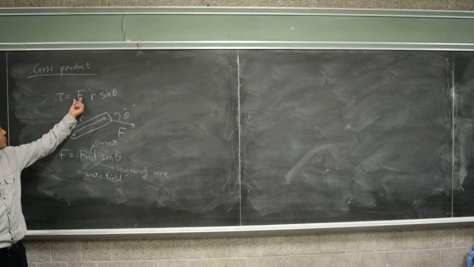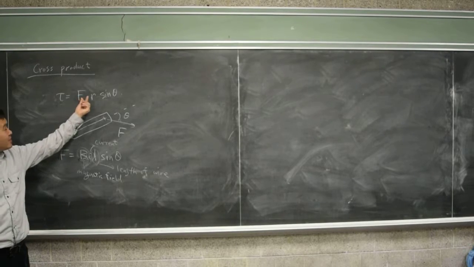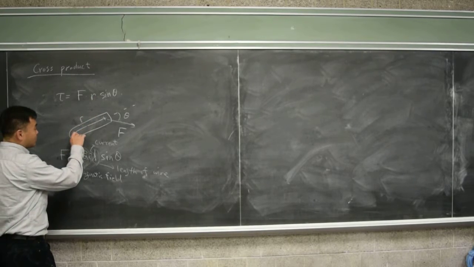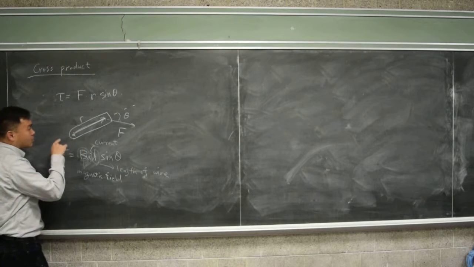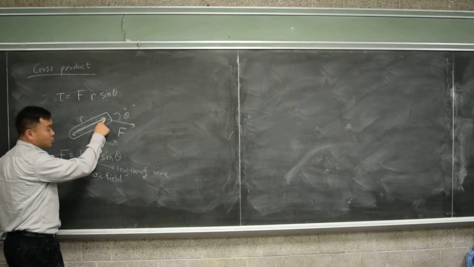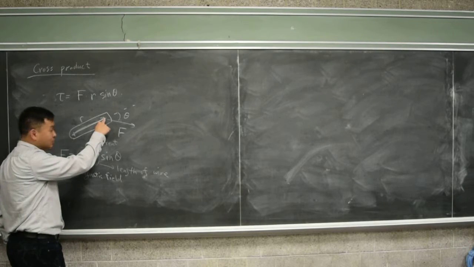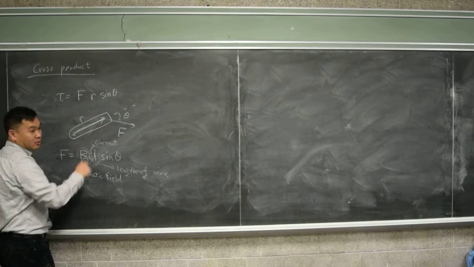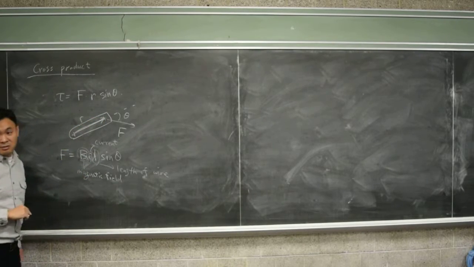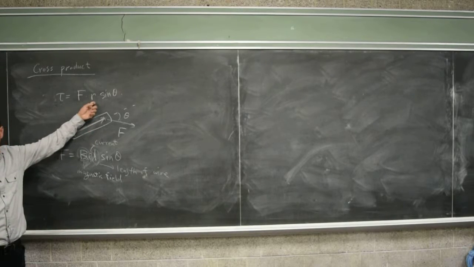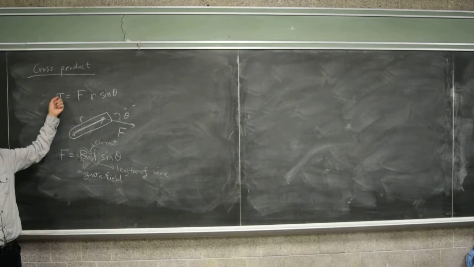Let's look at this. Force is a vector. Lengths are not vectors, but you can still think of this r as a vector, because you can think of this vector here, which begins at the pivot and ends at the point where force is applied. So this length r is the magnitude of this vector, and the direction is the direction of this vector. Okay, so you can think of this as a vector, and torque is a vector.